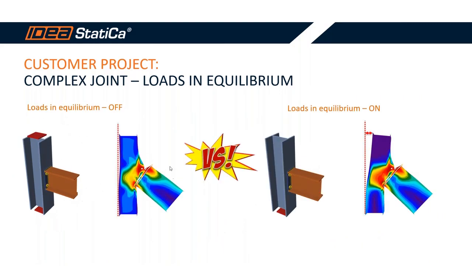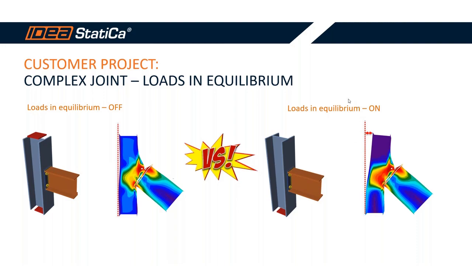Here is a summary of our playing with the models. I prepared for you a comparison of the results of these two different models. So the first one is the incorrect option, where loads in equilibrium is off. Both ends are supported. You can notice the red square marks. And I can't add the load effects to the column. And here you can see the unreal deformation of the column.